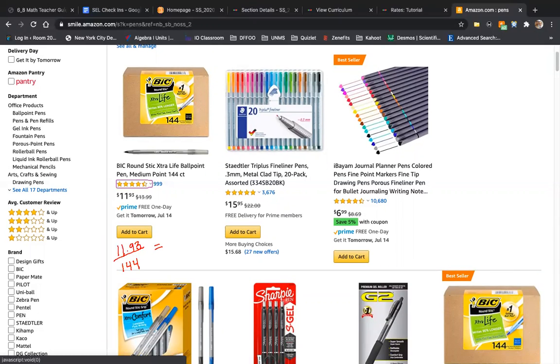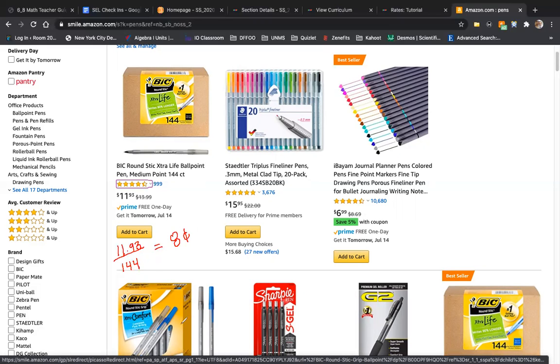11.93 divided by 144, it's telling me 0.08, right? So that's going to be roughly 8 cents per pen. I'm not going to write the decimal, I'm just going to write 8 cents so it's easier to read. Right, that one's 8 cents.